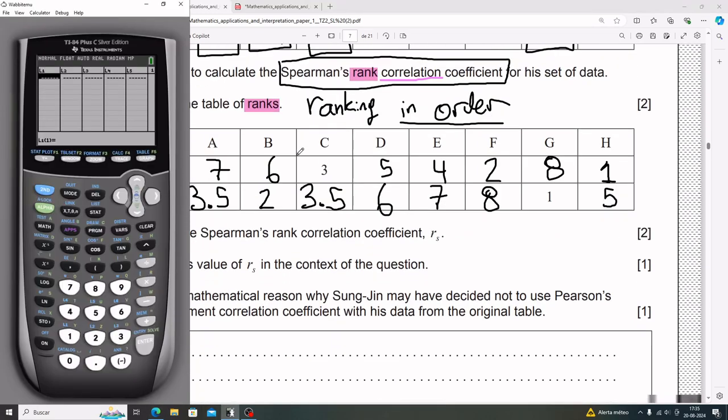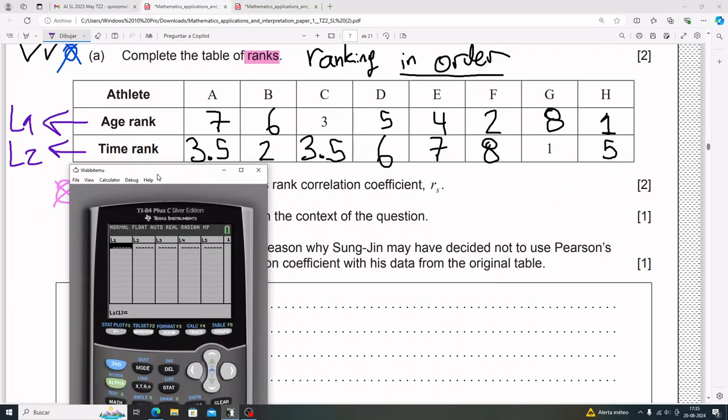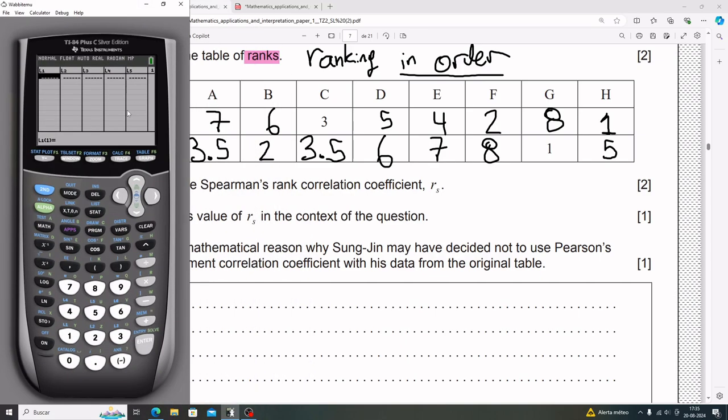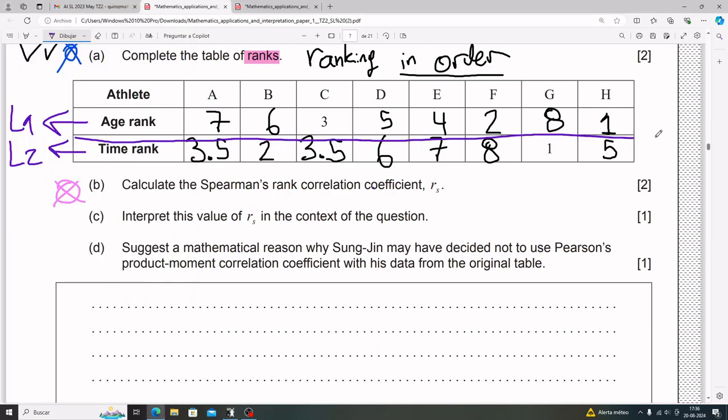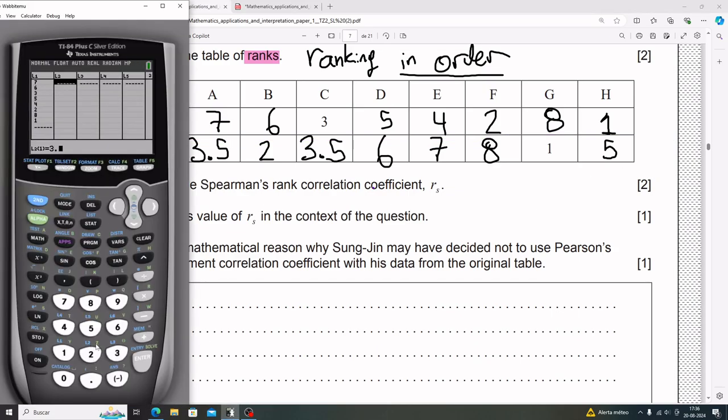Okay? So if I follow that logic, that age is L1 and time is L2, my L1 has to be 7, 6, 3, 5, 4, 4, 2, 8, 1. And then my L2 is going to be the next row, the time rank. And so my L2 is going to be 3.5, 2, 3.5, 6, 7, 8, 1, and 5.